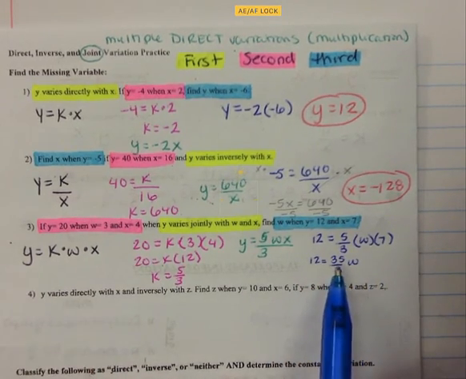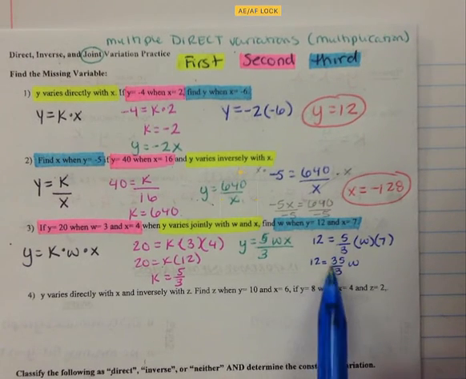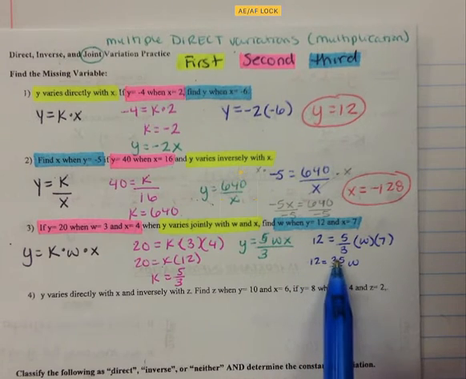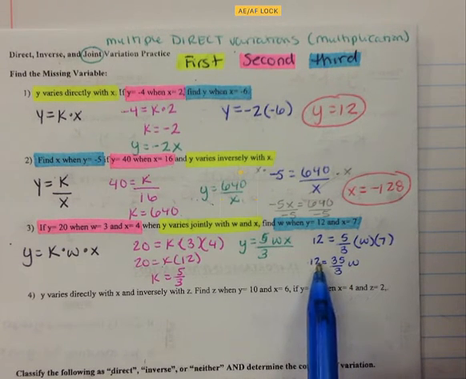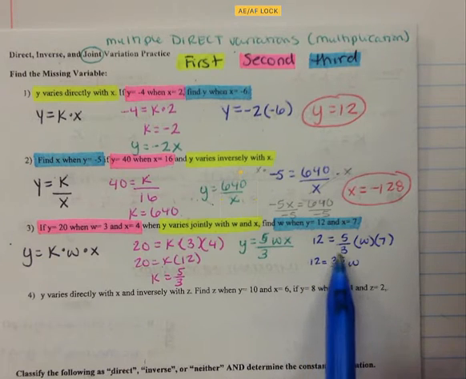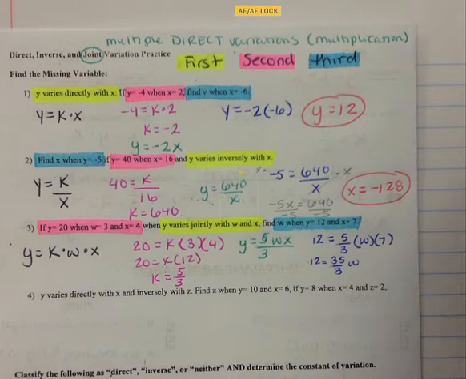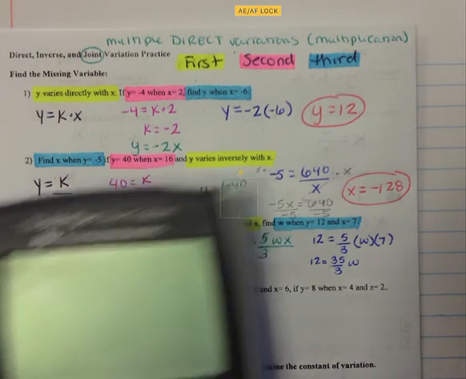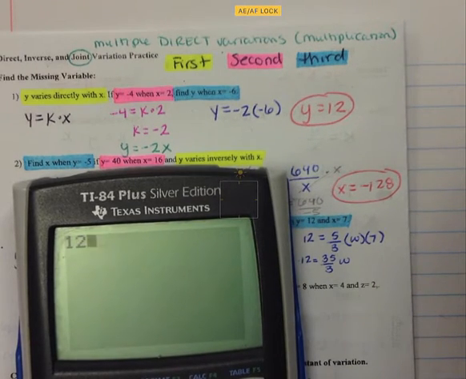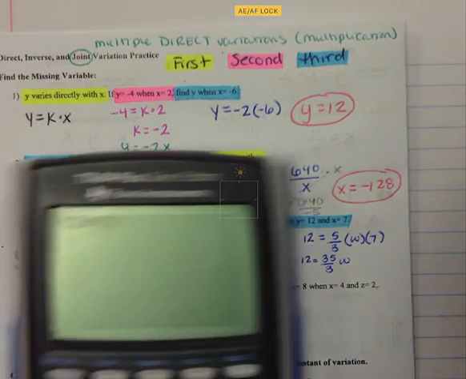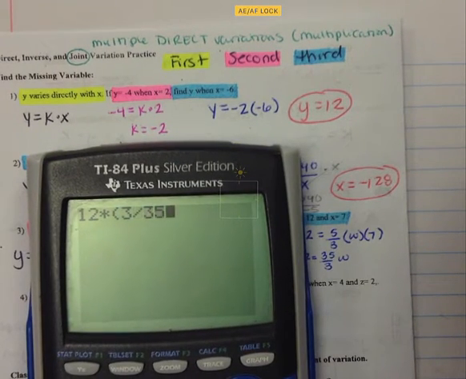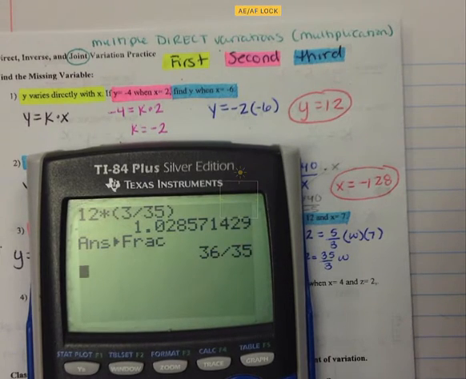Now there's 2 ways to do this. You can do them separately. You can get rid of the fraction by multiplying by 3 and then dividing by 35. Or you can take 12 and multiply it by the reciprocal of 35 over 3. So if you multiply it by the reciprocal, you would do 12 times the reciprocal of 35 over 3, which is 3 over 35. Hit math, enter. You get 36 over 35.